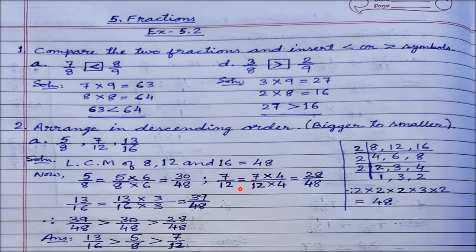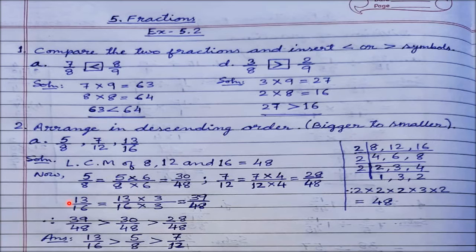Then again 7 by 12. Okay, so here the LCM is 48. So think again, 12 how many times will give us 48? We know that 12 4 times is 48. You know that numerator and denominator should be multiplied or divided by the same number. So since here we have to multiply by 4 in order to get 48, therefore the numerator will also be multiplied by 4. So 7 4 times is 28. So now see, the first fraction 5 by 8 becomes 30 by 48. Similarly 7 by 12 becomes 28 by 48.